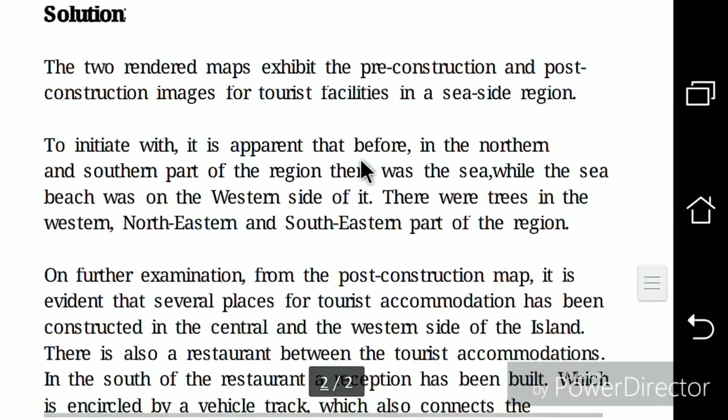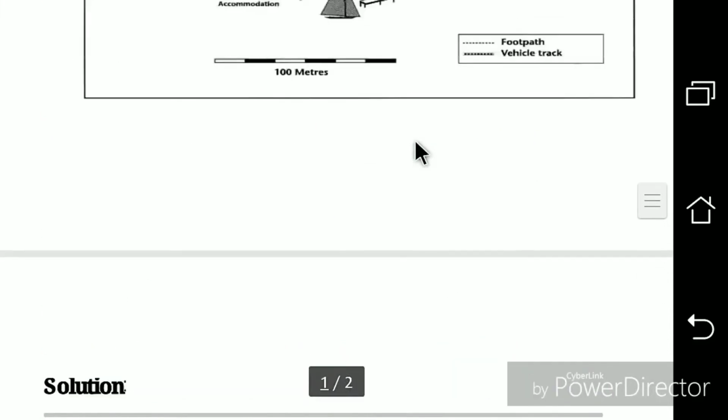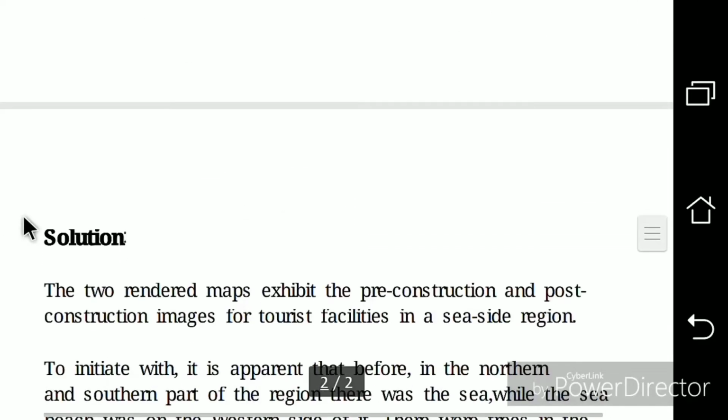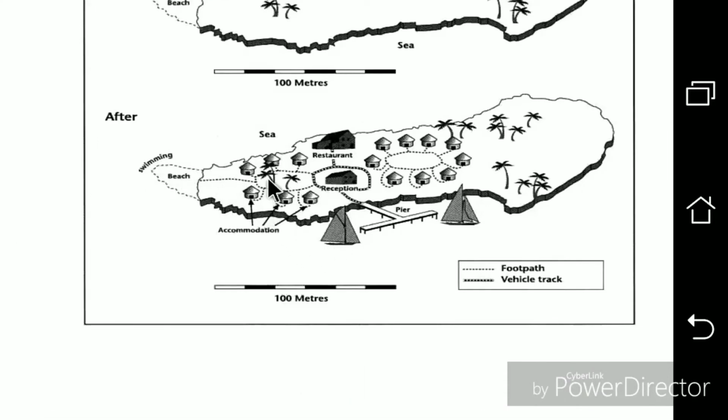Again, in the third para, I have written, on further examination from the post-construction map, it is evident that several places for tourist accommodation has been constructed in the central and the western side of the island. Post-construction means the after construction period, when the construction was over. So here there are several places for tourist accommodation. Now you can check the map for that, and you can see these are the accommodations that are built after the construction period was over. And the locations also are mentioned by me. Here one is in the western side, as you can see, and another is in the central side. This is the central portion of the map.